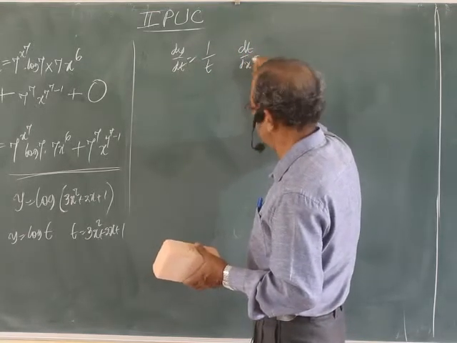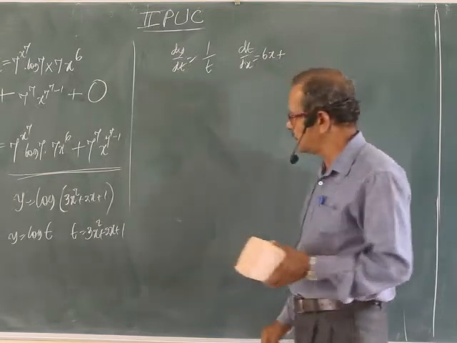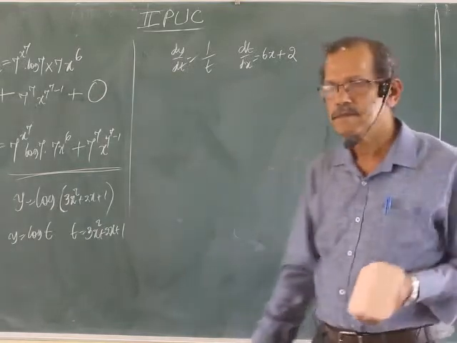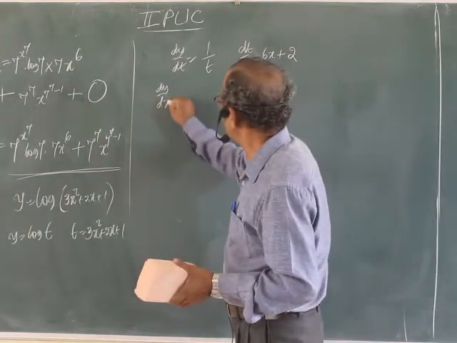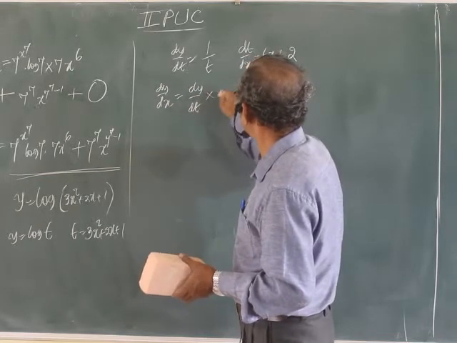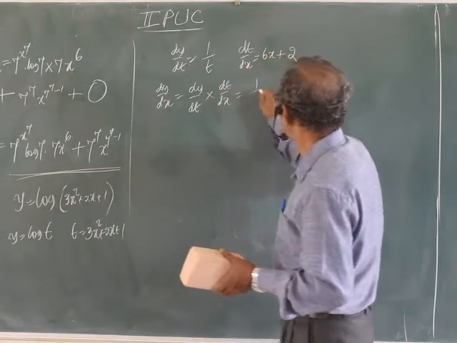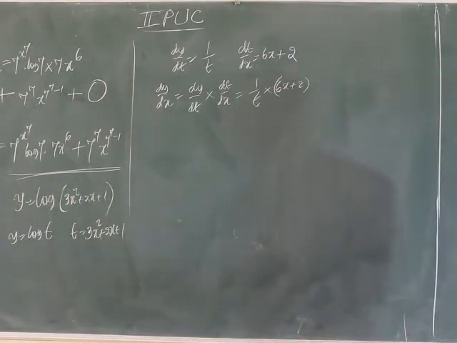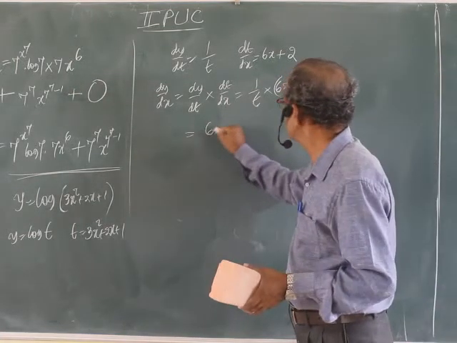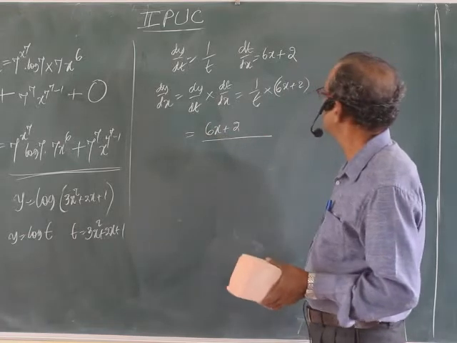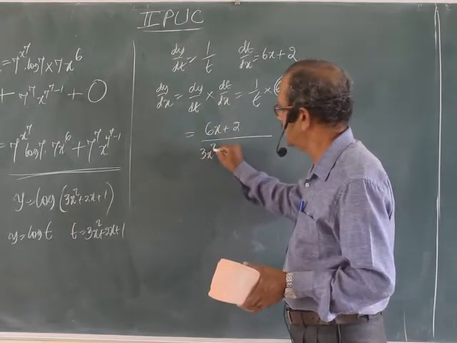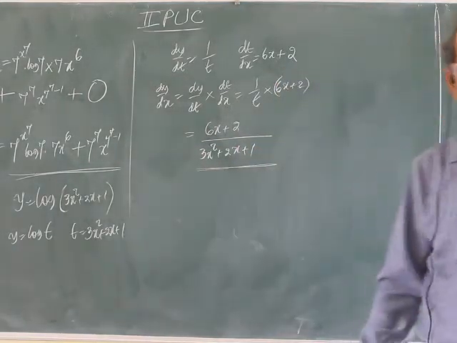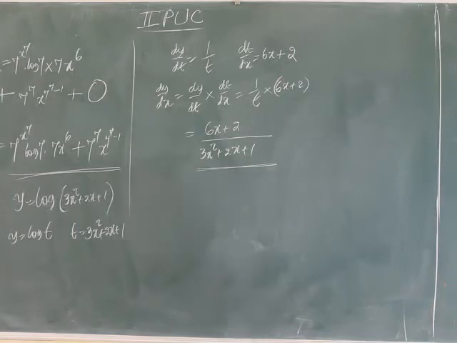Second function dt by dx, 6x, 3 into 2x, 2 into 1. Derivative of 1 is 0, leave it. Chain rule, dy by dx is dy by dt into dt by dx, or 1 by t into 6x plus 2. Final answer, 6x plus 2 divided by t, where t is 3x square plus 2x plus 1. Derivative of the function.